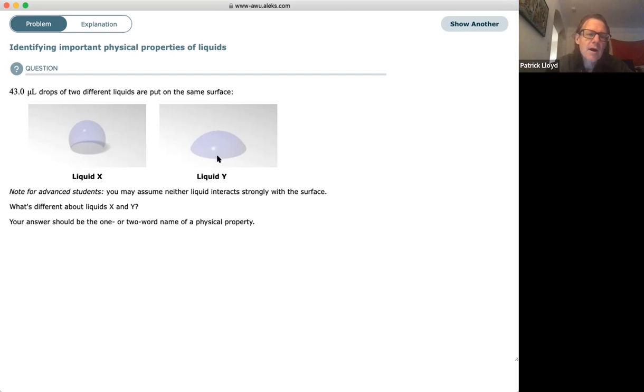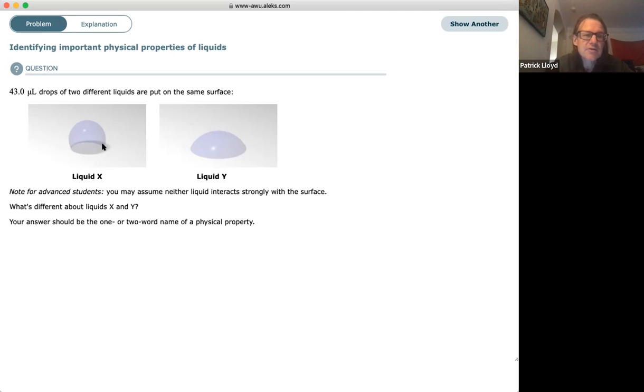Well, it's not evaporation. That's not the issue. It's not really viscosity, because viscosity, well, actually think about it. Viscosity is a resistance to flow. And then surface tension is, essentially how strong the surface is. Well, to me, it looks like this surface here is a little weaker than this one here, right?